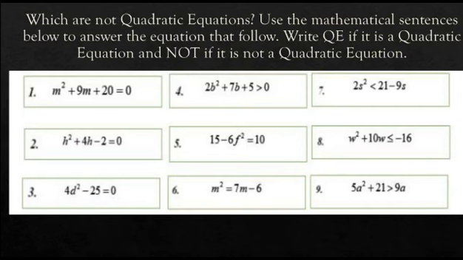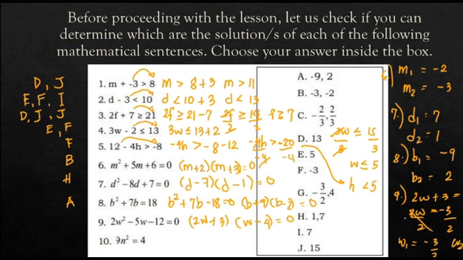Okay. That is positive 4. The answer is positive 4. So we have negative 3 halves and positive 4. And that is letter G.